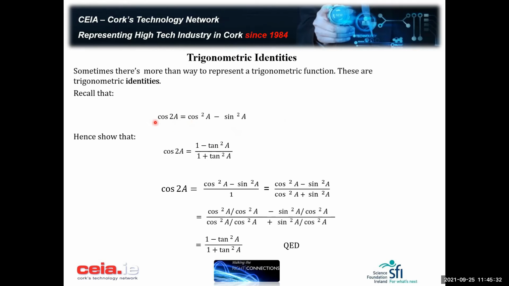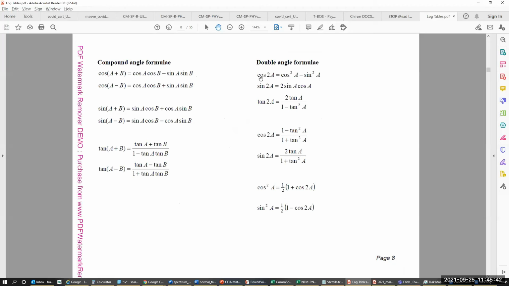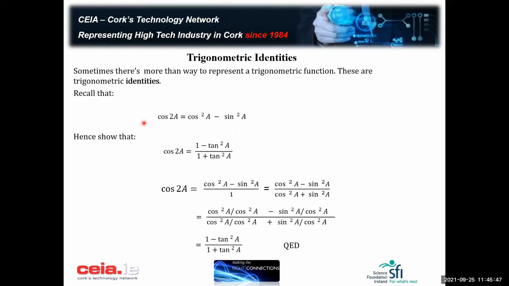So, for example, cos 2A is equal to cos squared A minus sine squared A is one identity. That's one that is in your log tables. Let's flip back to the log tables here. Here it is up here. But you might be asked to show an equivalent identity. So for this one, the cos 2A being 1 minus tan squared A over 1 plus tan squared A. The question is, how do you get from this to this?